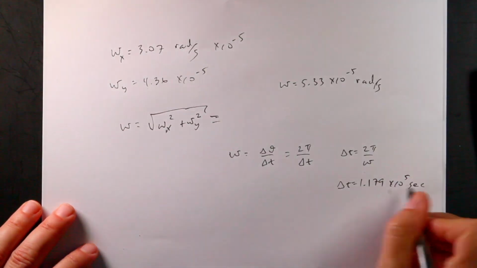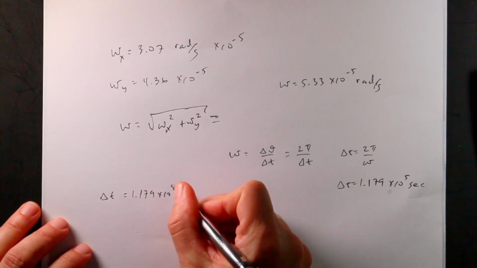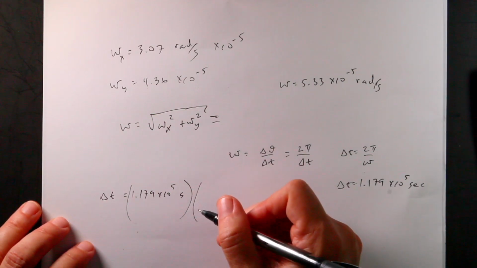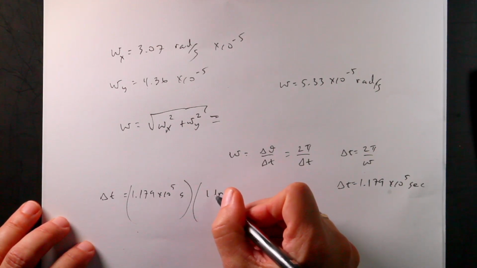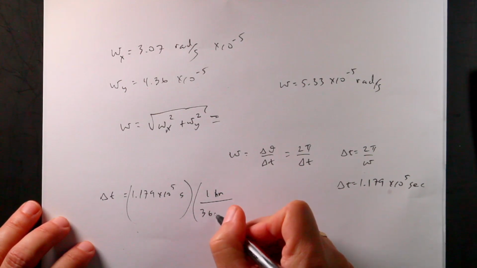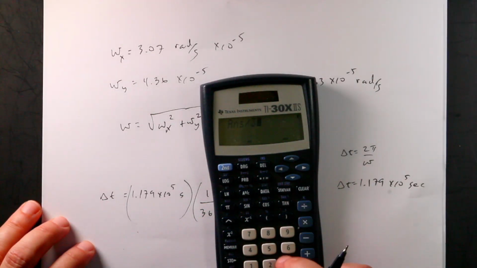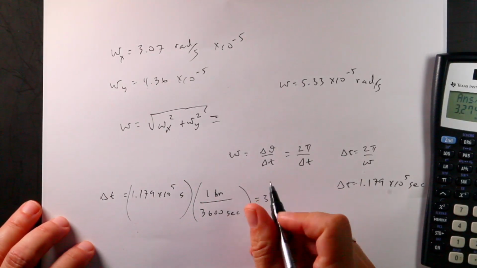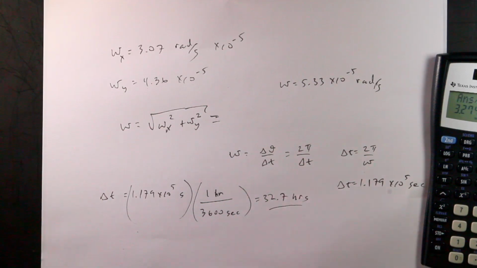So how many hours is that? Delta t is 1.179 times 10 to the fifth seconds. I know that in 1 minute there's 60 seconds, and in 1 hour there's 60 minutes. So I can say 1 hour over 3,600 seconds. If I divide that by 3,600, I get 32.7 hours. Okay, so it didn't quite work, and I'm okay with that.